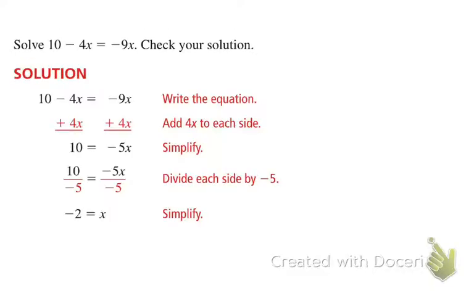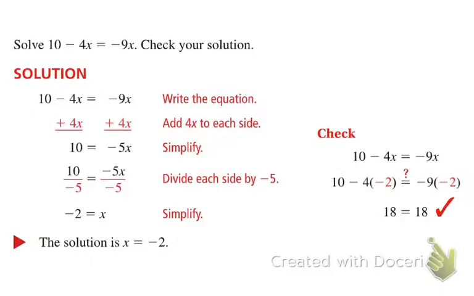We'll simplify, and the solution is negative 2, and then we'll check our work. So always go back into the original equation, not one step along the way. If you go back to the original equation, then you'll be sure that your solution is correct.